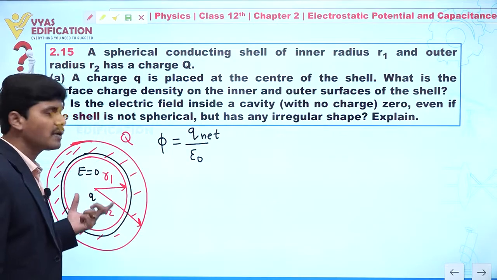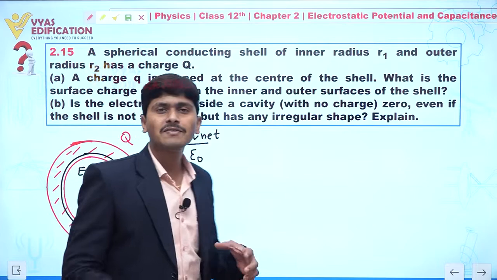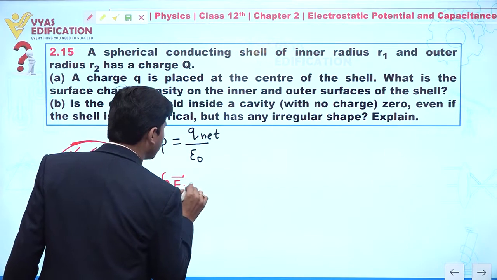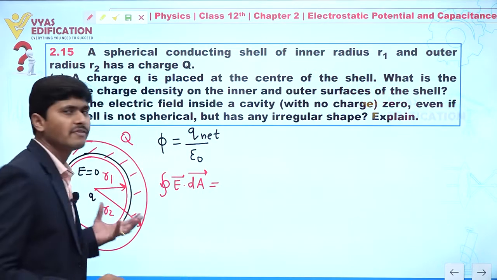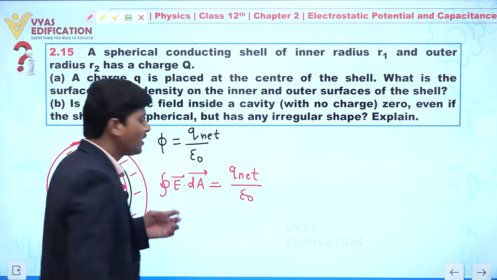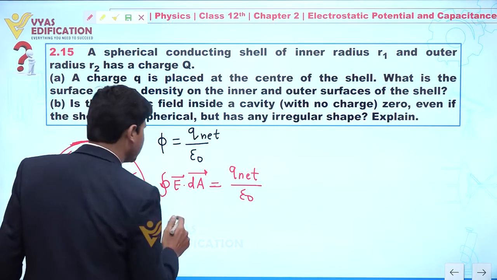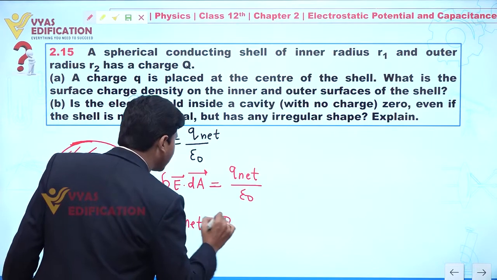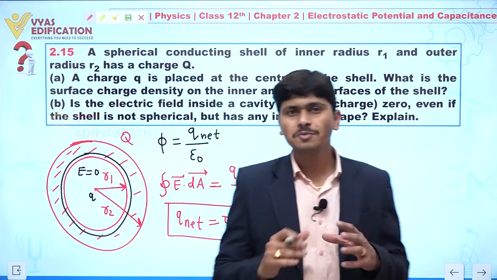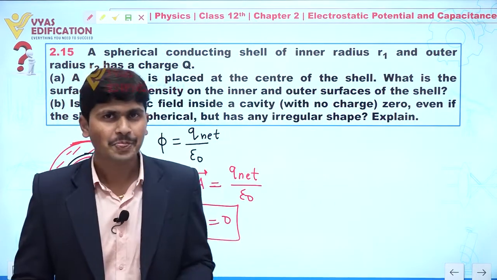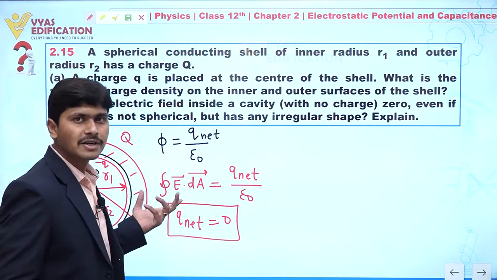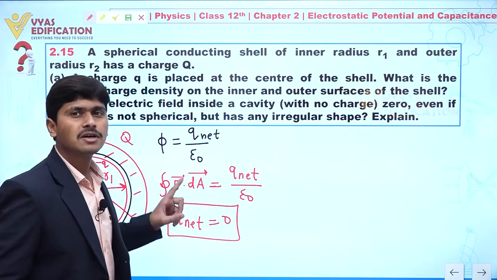Now at the center we have a charge q. Whenever we have electric field 0, it means the net electric field lines passing through this cavity is 0. So this is equal to q net divided by epsilon naught. Since electric field is 0, the net charge present inside this Gaussian surface becomes 0. It means the charge small q already present at the center induces a charge that will be developed at the inner surface of this cavity, or the inner surface of this conducting shell.